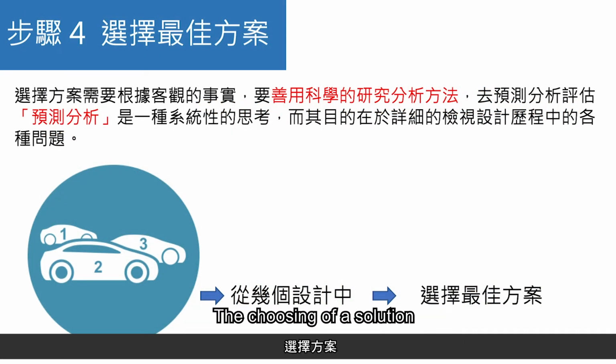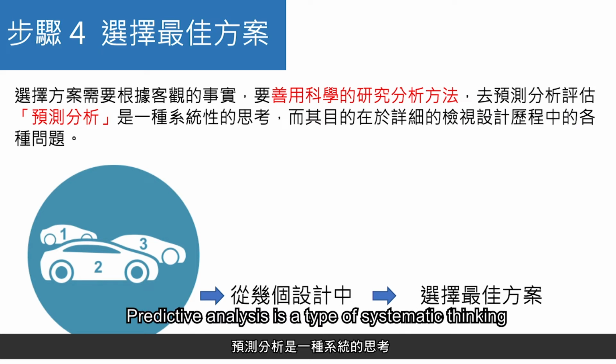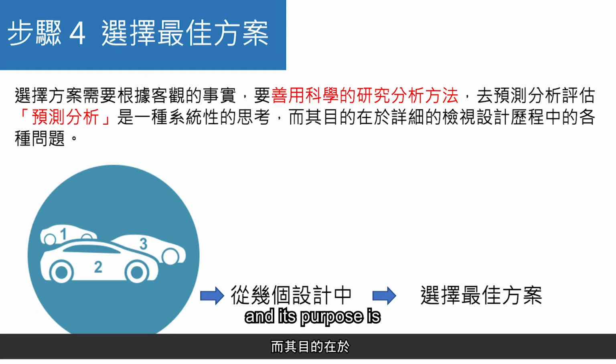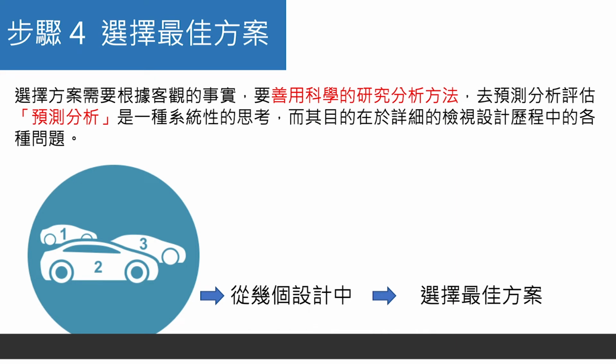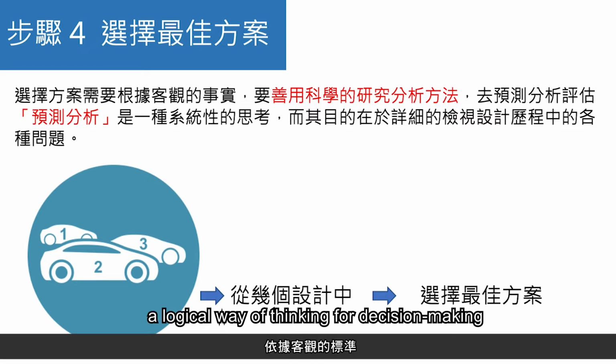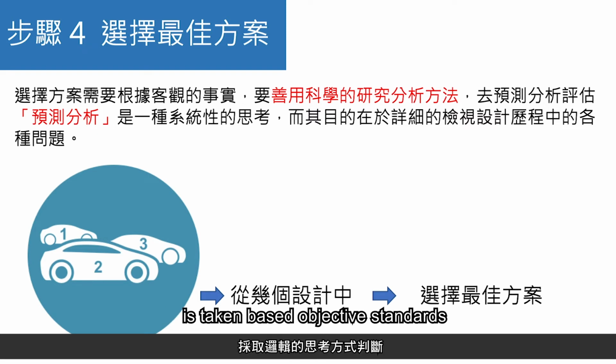The choosing of solution needs to be based on objective facts and make good use of scientific and research methods, to predictively analyze and evaluate. Predictive analysis is a type of systematic thinking, and its purpose is to explain in detail all problems that happen during the design process. Here we can predictively analyze the best design out of many solutions available and choose the best solution. When facing different solution choices, a logical way of thinking for decision making is taken based on objective standards, and an appropriate solution for the product design is chosen.